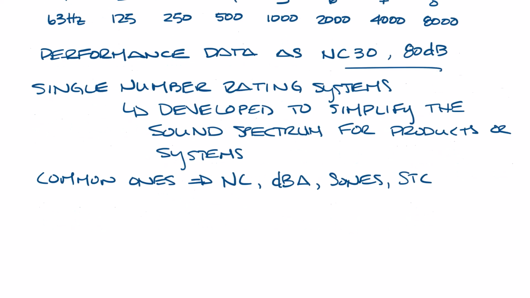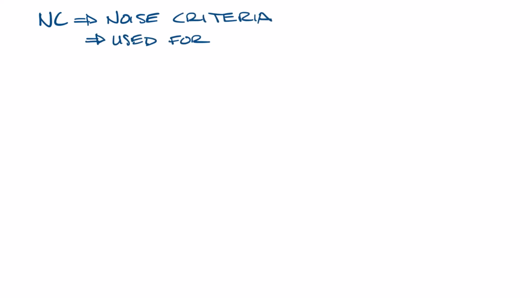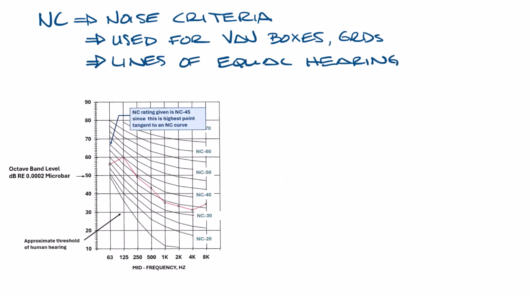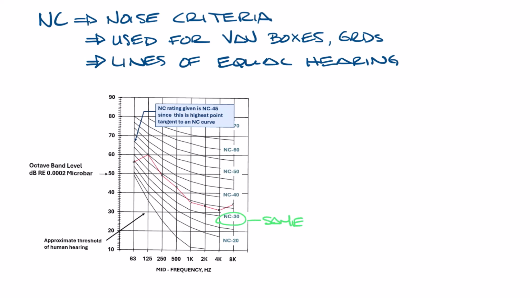Let's move this out of the way and talk about NC first. I've done a video on NC a while back, but NC stands for noise criteria. NC is used for VAV boxes, grills, registers, and diffusers. The NC chart gives lines of equal hearing. Let's put one on screen here. So for instance, all the points on the NC30 line will have the same loudness, but they won't necessarily sound the same because they're different frequencies. The red line shows an example.